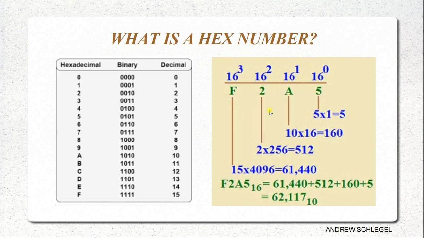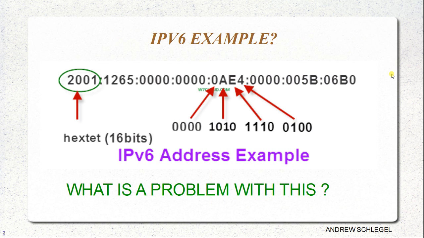256 times 2 is 512. And then if you go here, F is 15, 15 times 4096. So you total all this up and you get a number here. And this number is now a base 10 decimal number. So you get the idea. Like I said, this is not for right now. If you need to convert between hexadecimal, decimal, and binary, and you don't feel like you have enough practice, just get an online calculator and do it.